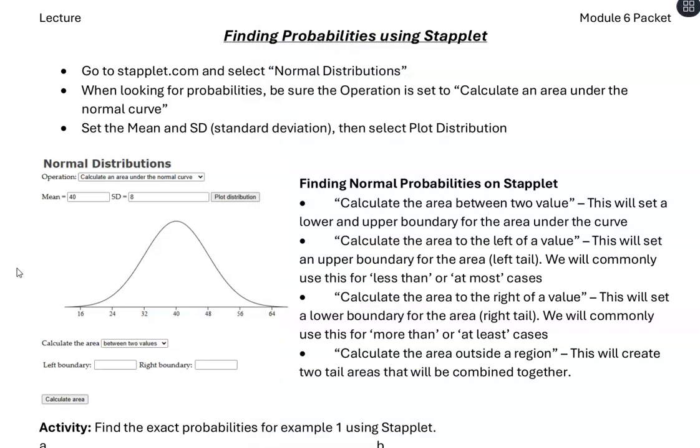So on our worksheet here, I tried to outline when you'll choose different possible areas. Calculating the area between two values is when we're looking to be restricted between two. To the left of a value is if we're doing like less than or equal to, or at most. And calculating the area to the right will be more than or equal to, or at least cases. And then calculating the area outside of a region is kind of a rare one, but this is going to create two tails of data, and you'll find the area there.